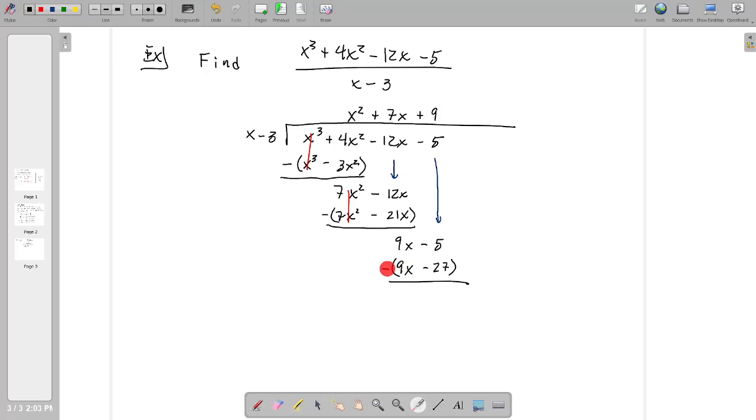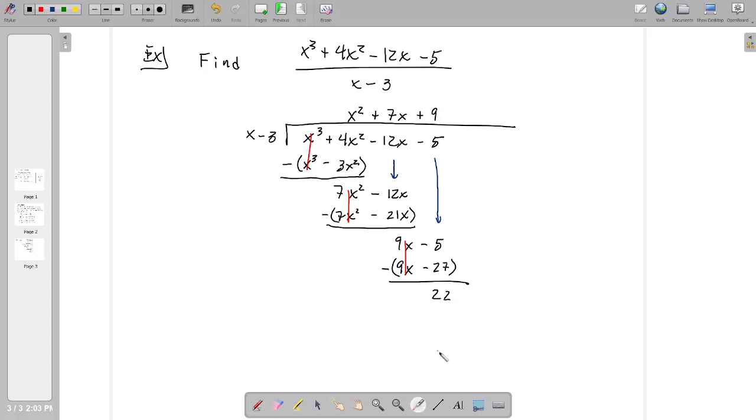Do not forget to distribute negative. I will repeat that all the time. It's a common mistake. Students do it all the time. I guarantee you at least one of you will do it. 9x minus 9x is going to be 0. These cancel. And then a negative 5 minus a negative 27 would be the same thing as negative 5 plus 27, which will be 22.